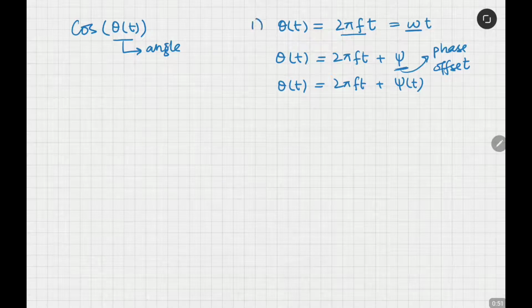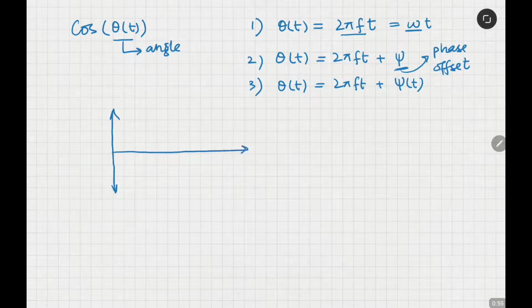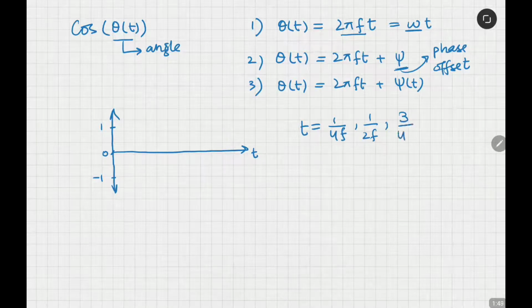So let's consider the first of these examples and draw this cosine. So we have 1 over here, minus 1 over here. This is 0, this is 0, this is a function of t. So we can take certain values of t. Let's say we take t equal to 1 over 4f, and then we take 1 over 2f, and then we take, let's say, 3 over 4f, right? And then we take 1 over f.